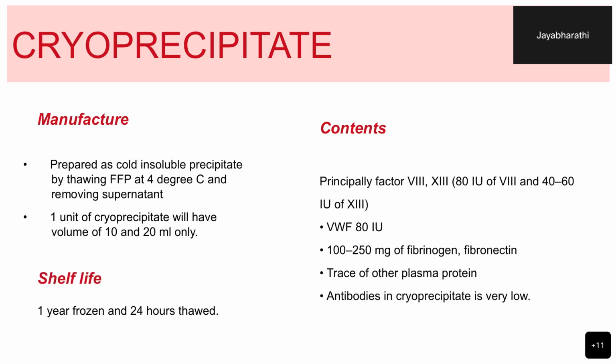And the contents in the cryoprecipitate are principally factor 8, 80 to 120 international units of factor 8, 40 to 60 international units of factor 13, 1 milligram of factor 8 international units, 100 to 250 milligram of fibrinogen and fibronectin, and traces of other plasma proteins will be present. Antibodies in cryoprecipitate are present in very low concentration.